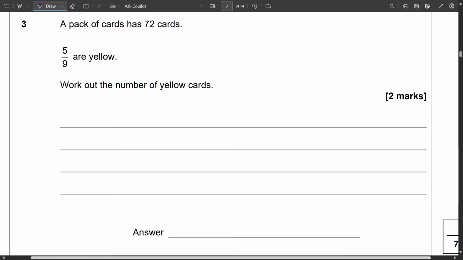Question 3, that's what we're looking at here. A pack of cards has 72. Pack of cards.